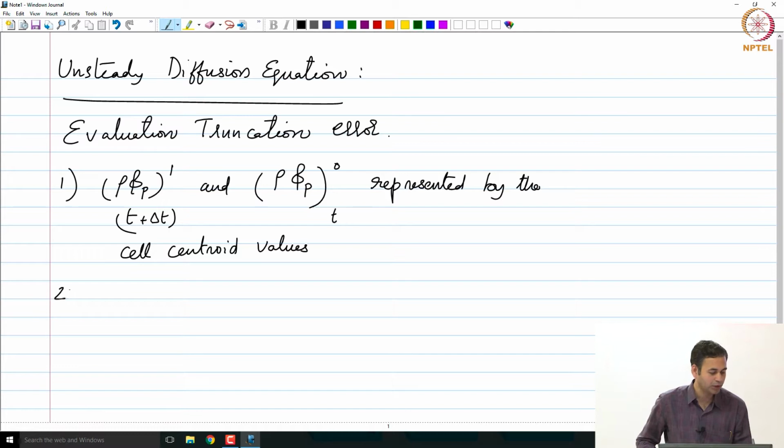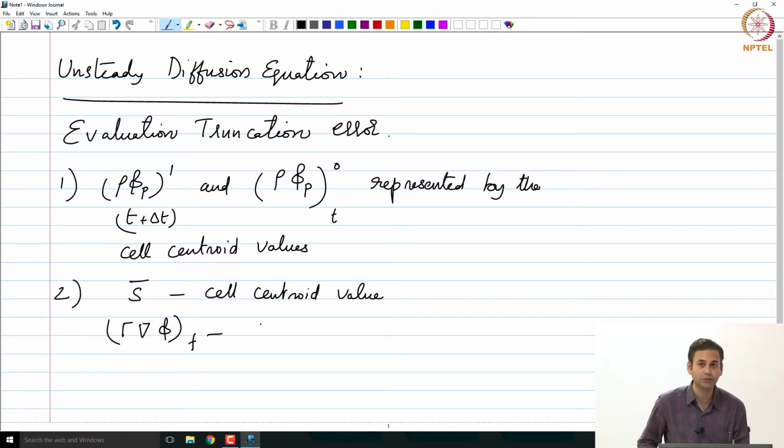And then if you move on to the other terms, we had the same spatial approximations, right. For example, the source term, we will again say that this would be represented by the cell centroid value, and the face fluxes, that is gamma grad phi on the faces, are represented using the face centroid values, right. Okay, and what else? What other assumptions have we made?